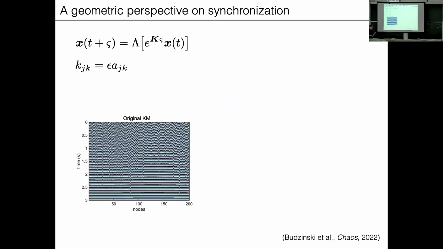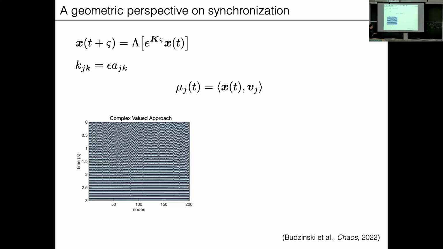Now, to study the dynamics of the Kuramoto system, we'll look at the complex valued system, which has a precise correspondence. The trajectory is the same up to machine precision. And we'll study the contribution of the jth eigenmode, which is quantified by this inner product here.